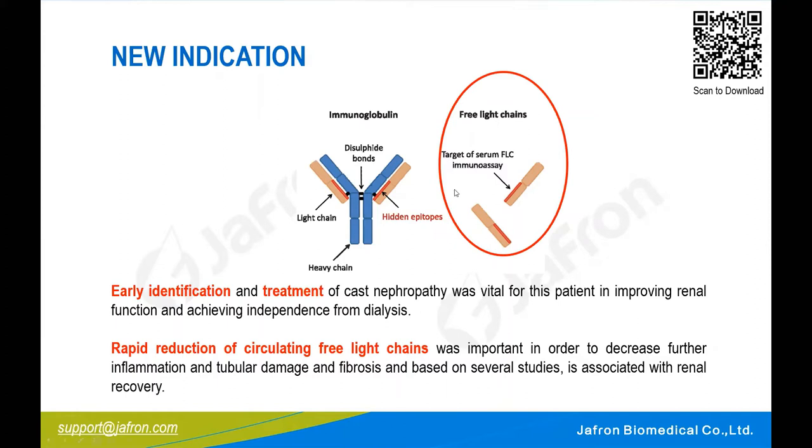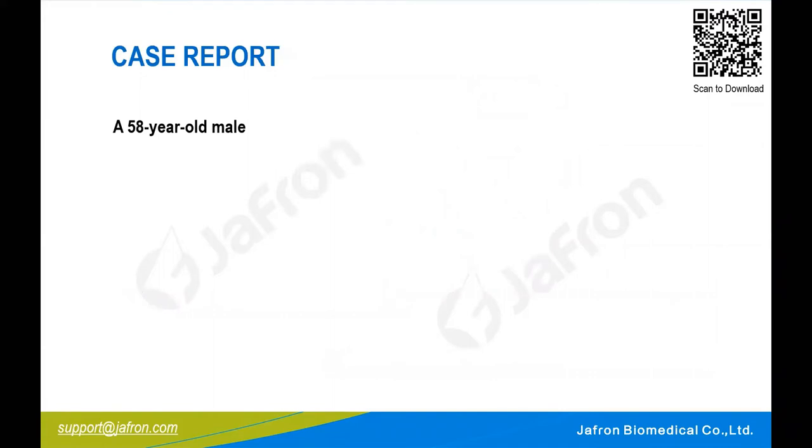But for the free light chain, this yellow one, let's look at the right part. Actually, the molecular weight is lower, and it's within the absorption range of the HA-130 hemoperfusion cartridge, and it can be rapidly reduced by the HA-130 hemoperfusion cartridge. So this is the mechanism of the therapy with hemoperfusion.